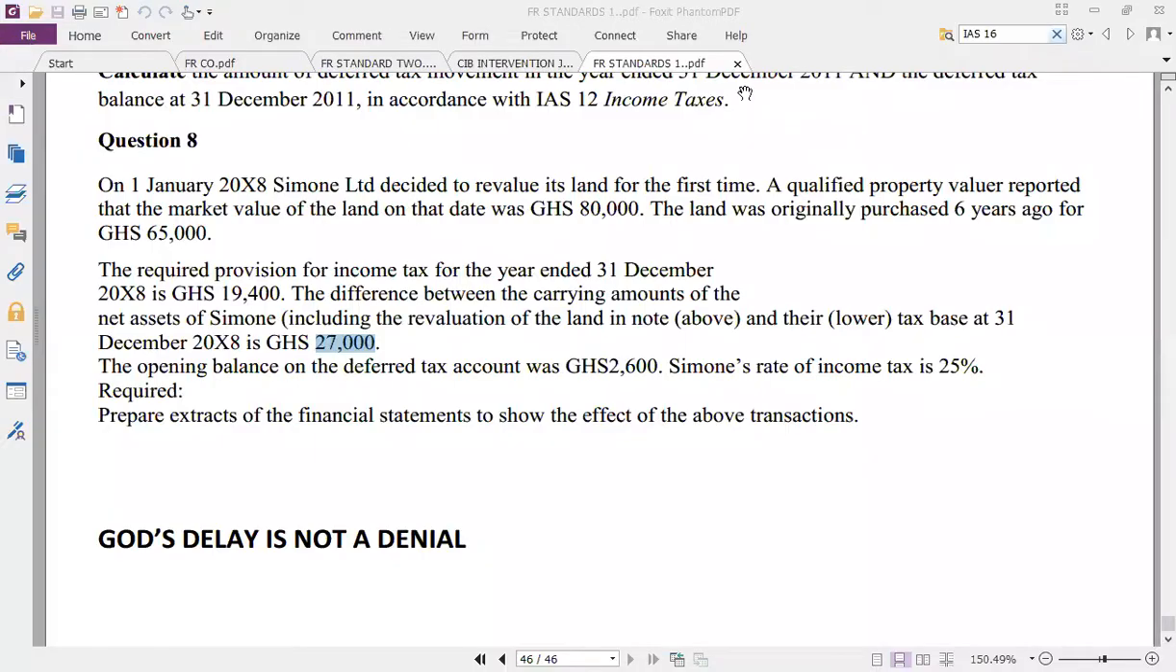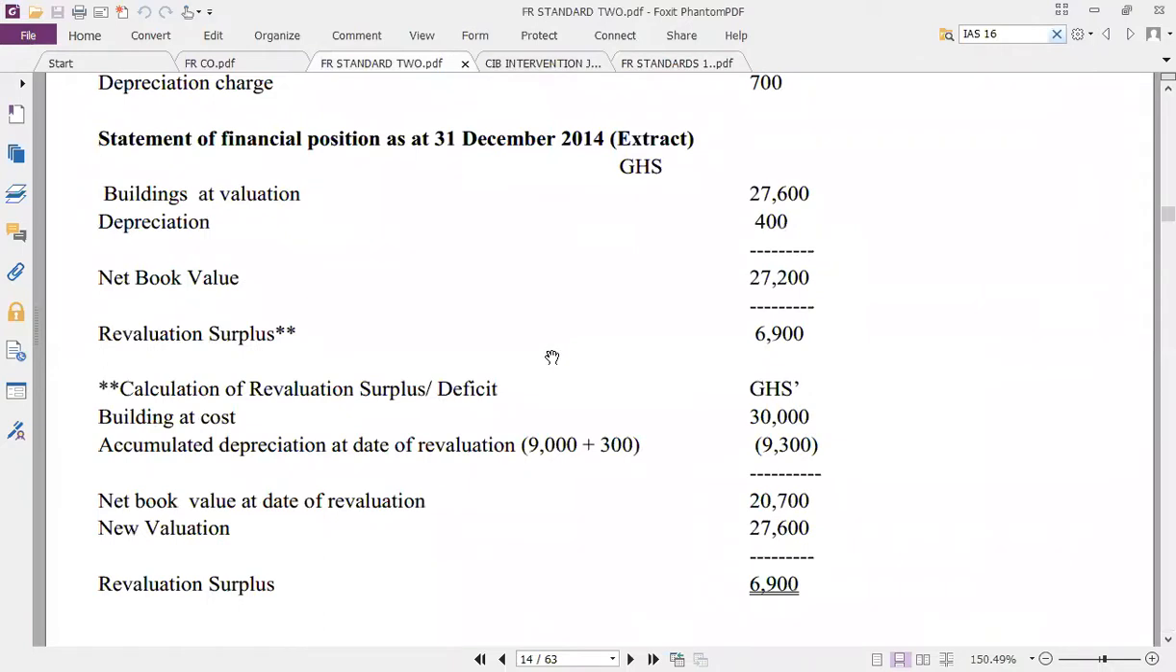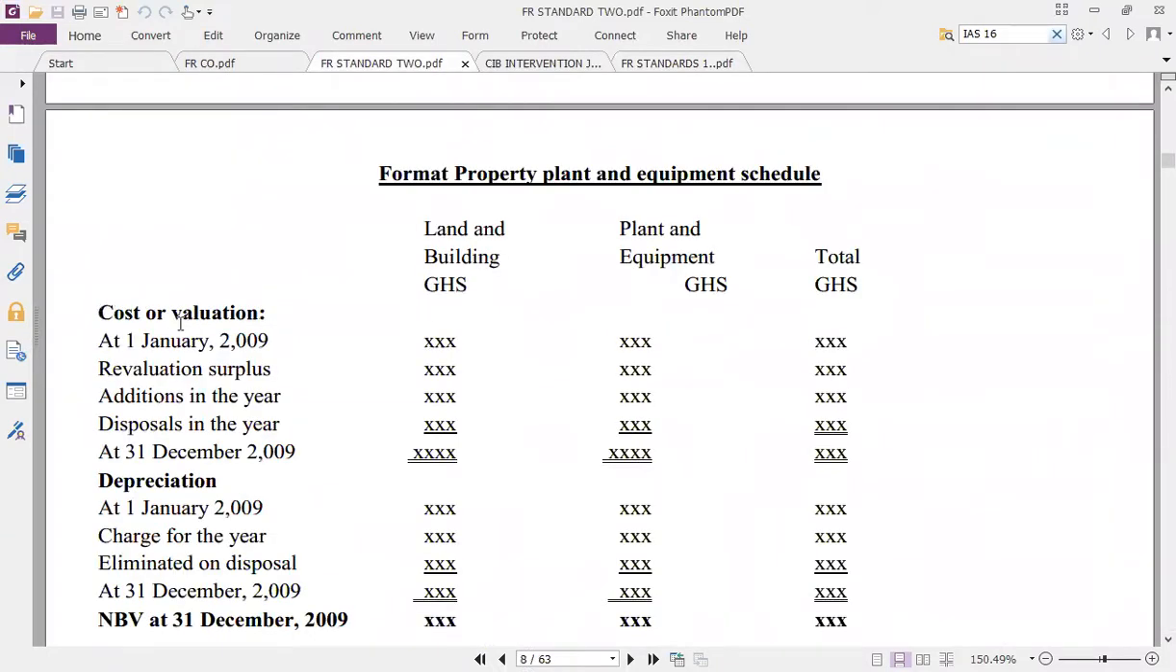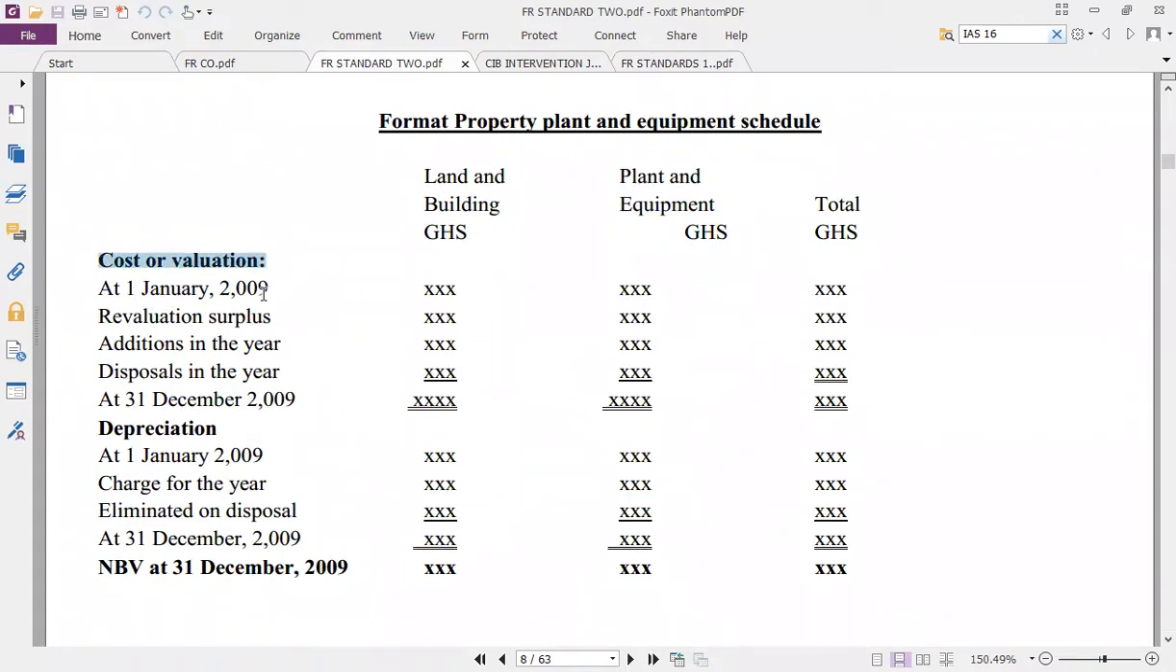Wait, that's the end of IAS 16. But let me explain this. We have what we call the PPE schedule. So can you study it well? The PPE schedule looks like this. It talks about all your PPEs column by column and their total. So for the cost of the PPE, you start with the cost, the opening balance. This is the opening balance of all of them, and then put a total here.